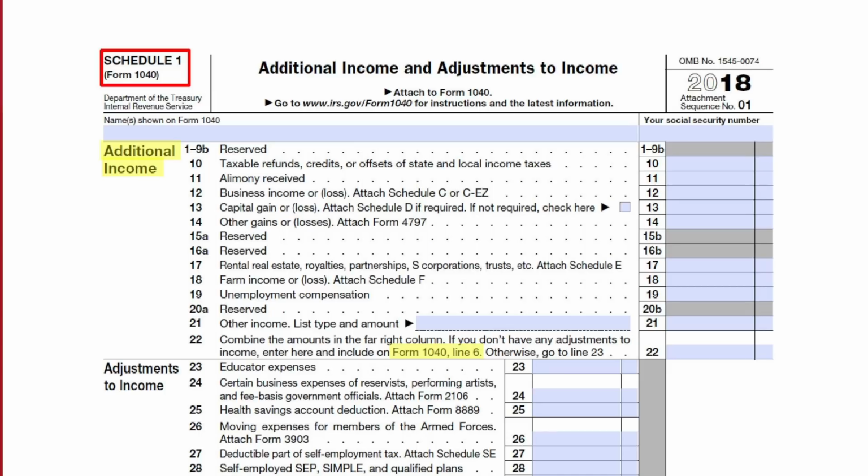Now, we've already spoken about Schedule B, which has interest income and income from ordinary dividends. Look at line number 12 here. It says business income or loss. Attach, put a box around Schedule C. Line number 13. Capital gain or loss. Attach, put a box around Schedule D.